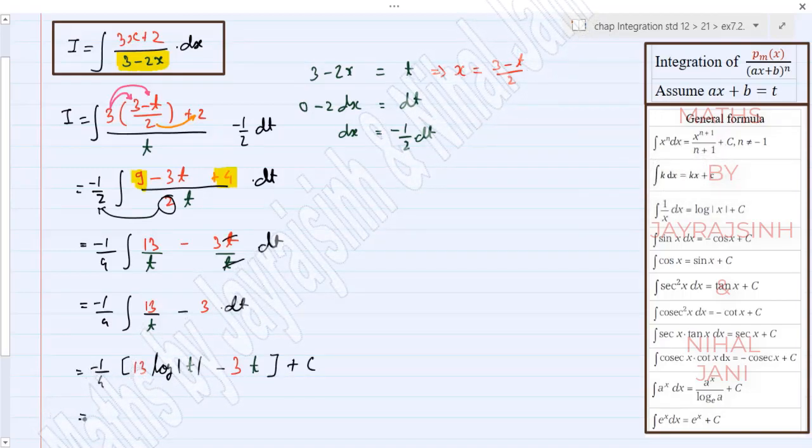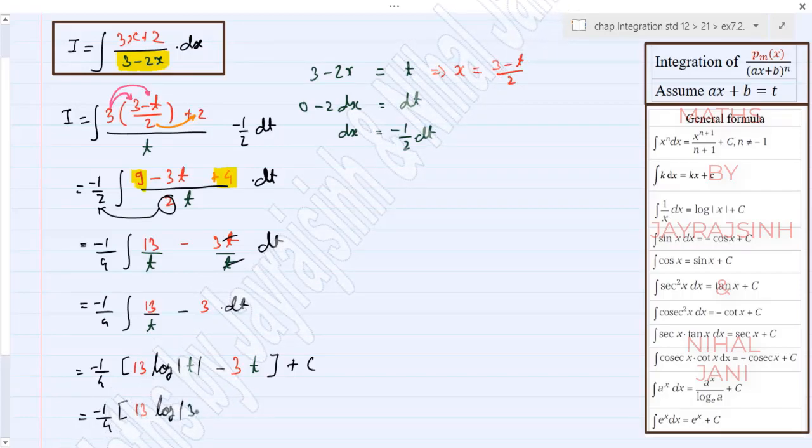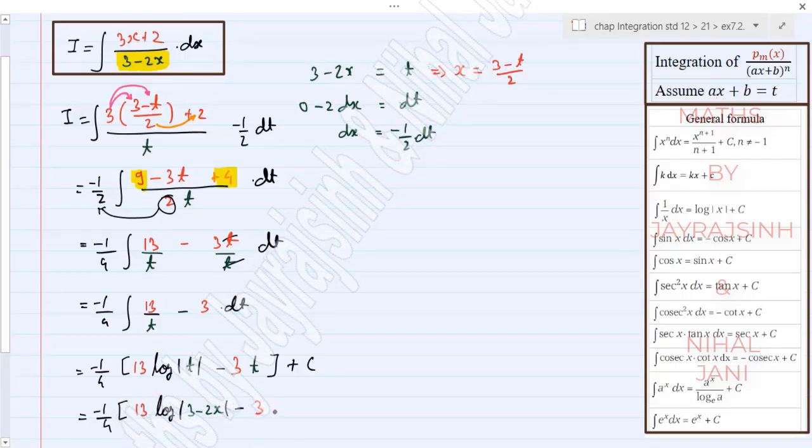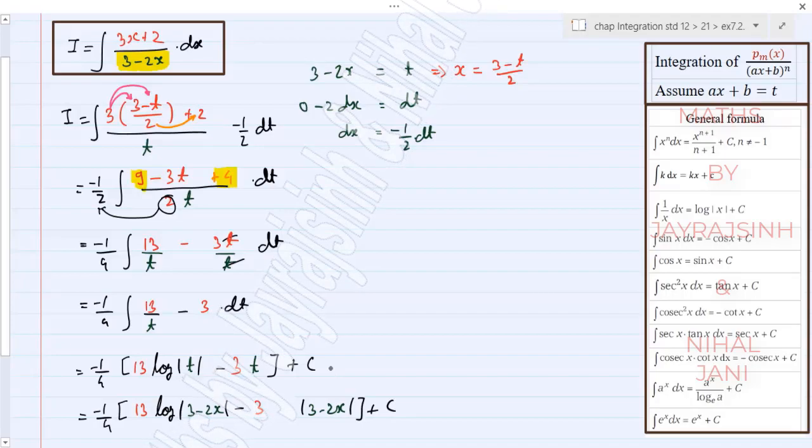Now, to get the final answer, just substitute the value of t. So 13 log mod, instead of t, we have to write down 3 minus 2x, minus 3 into 3 minus 2x, plus c is your final answer. Ta-da!